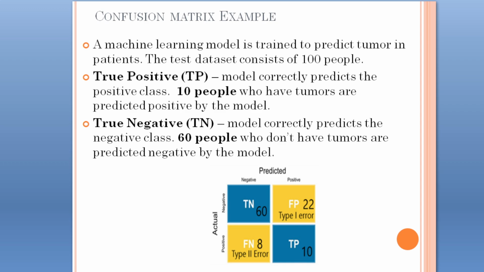The next term is true negative. True negative means the model correctly predicts the negative class. In this example, 60 people who do not have tumors are predicted negative by the model. That means in actual 60 people do not have tumor, and the model predicts that they do not have tumor. So this is termed as true negative.